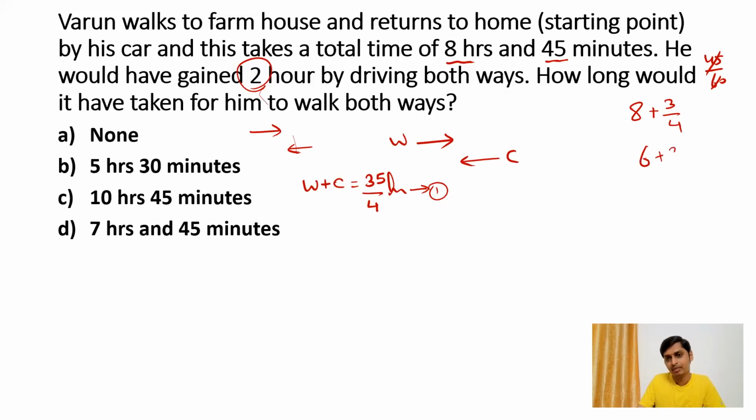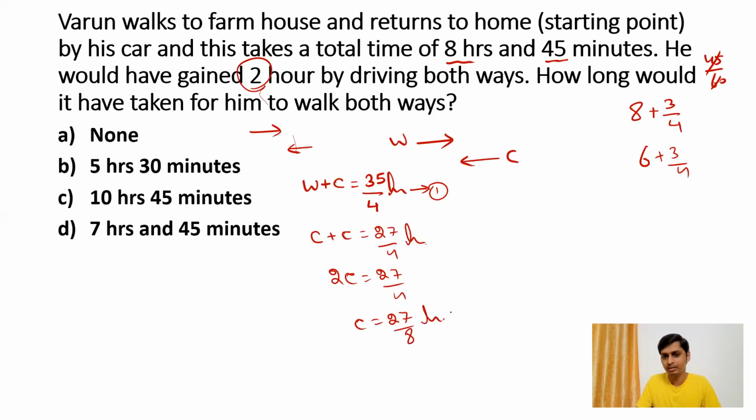So it is 6 plus 3 by 4 hours. That is 6 hours, 45 minutes. So 4 sixes are 24 plus 3 is 27. Right. So by car, he will take only 27 by 4 hours. So you can write it as 2c equal to 27 by 4. That is c equal to 27 by 8 hours.